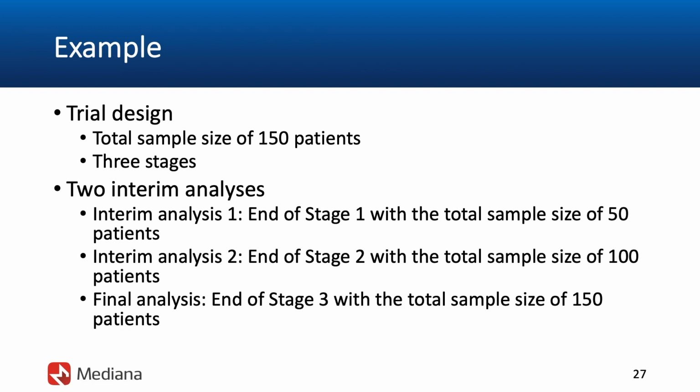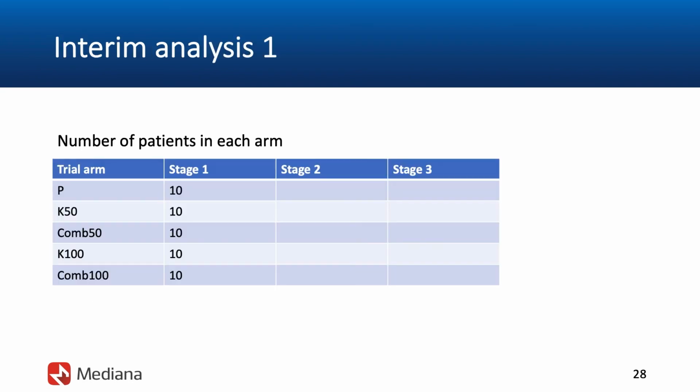That means that there will be 2 interim analyses conducted. The first one at the end of the first stage, and the second one, of course, at the end of the second stage. And the bullet points on the slide show us the total sample size at the end of each stage, which would be 50 at the end of stage 1, cumulative sample size of 100 patients at the end of stage 2, and at the final assessment, all 150 patients will be included in the analysis.